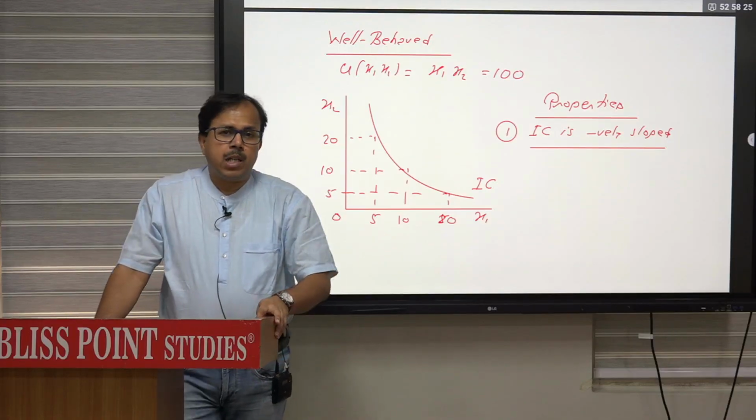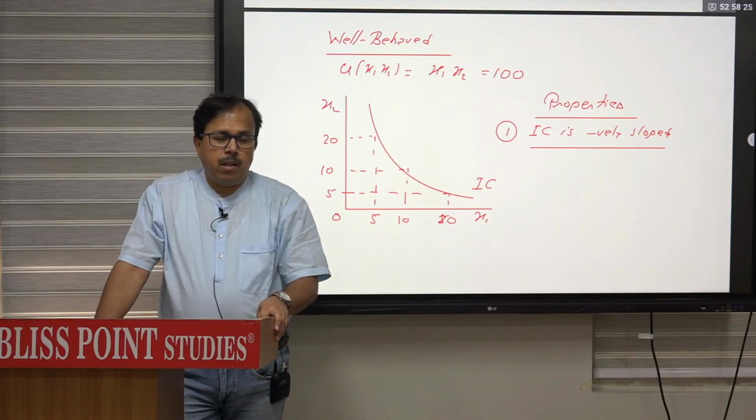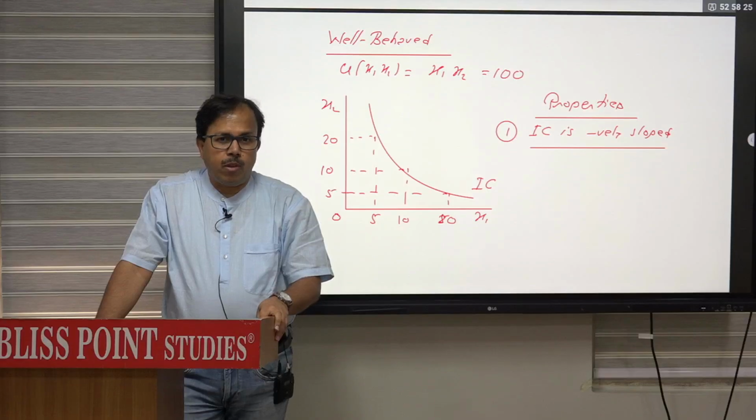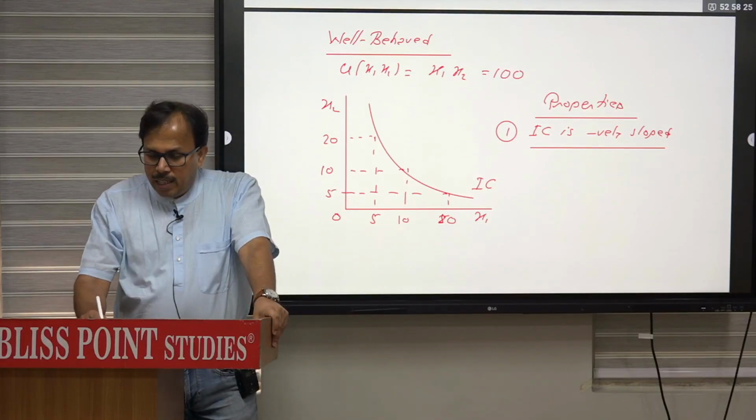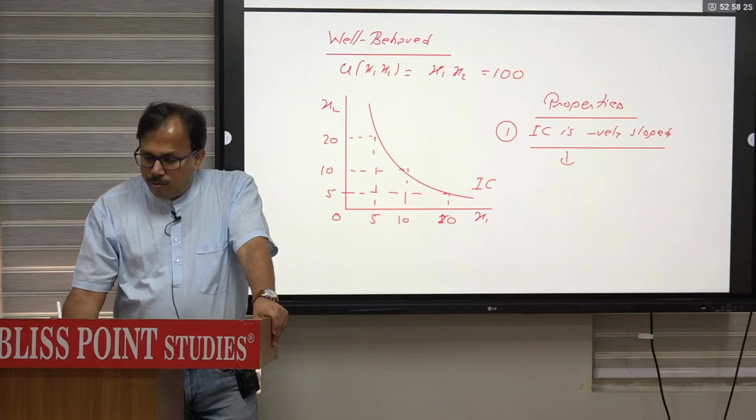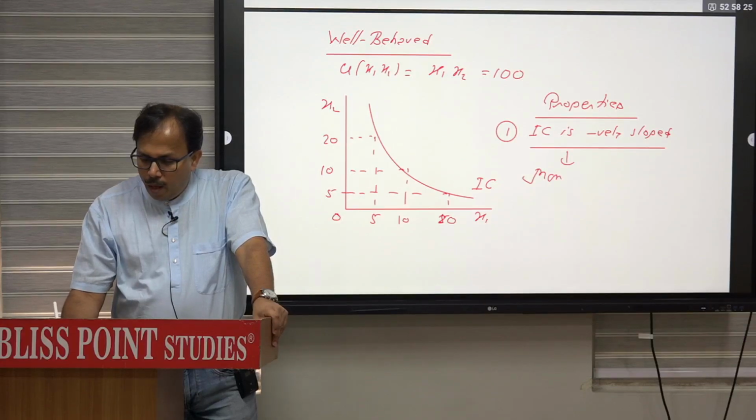And can indifference curve be positive? Yes, it can. It can be positive also. So when we explain that indifference curve is negatively sloped, it is negatively sloped due to the assumption of monotonicity.